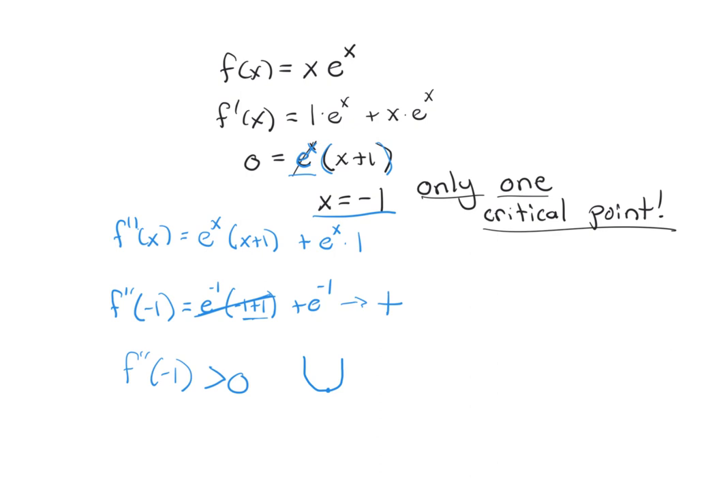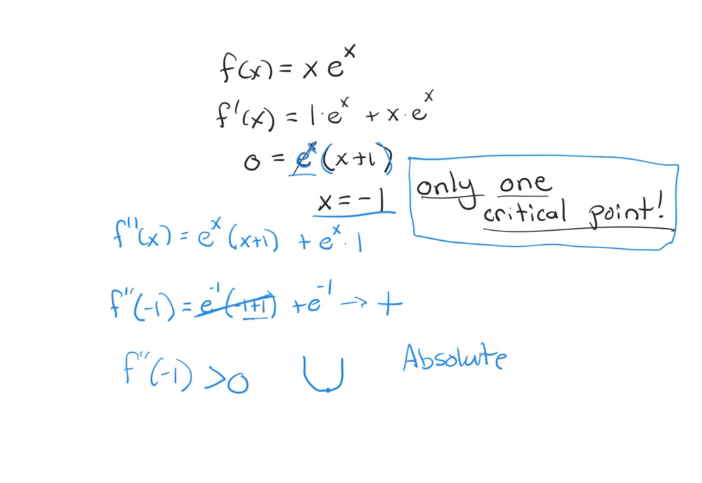But here is the special case: if there is only one critical point, then we are dealing not with relative extrema, but absolute. So this is not a relative min, this will actually be an absolute min at x equals -1. So remember, it's the original function f of x that has an absolute min.